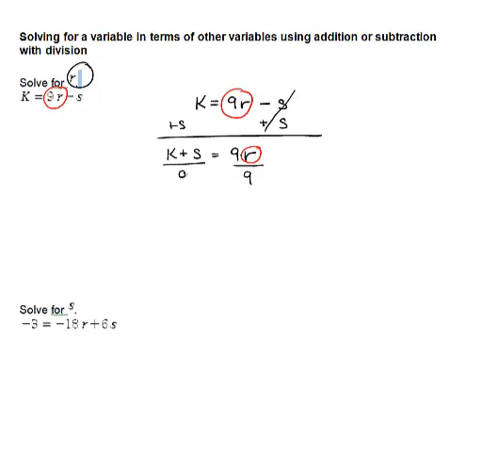So I need to divide both sides by 9. My 9's cancel, right? They become 1. So I simply get r equals k plus s over 9. I treat every other letter, every other variable that I'm not interested in, as though it were simply a number. So let's try another one.